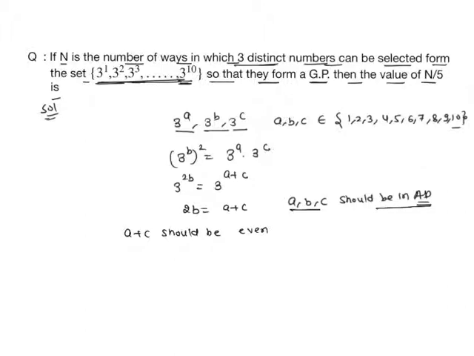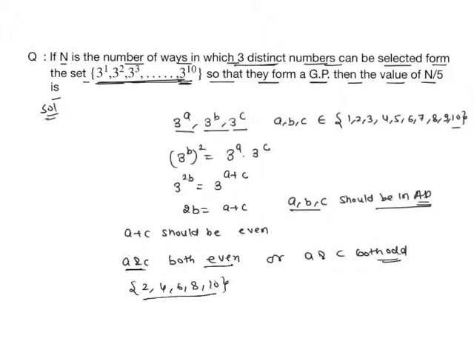So A, B, C are in AP, that means A plus C should be even. That means A and C both even or A and C both odd. If A and C are both even, we have to select A and C from 2, 4, 6, 8 and 10. So out of 5 numbers we have to select 2 numbers, that is 5C2 ways. Plus A and C both odd. So we have to select A and C from 1, 3, 5, 7 and 9.